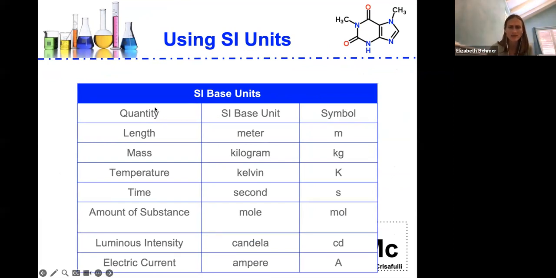So these are the SI base units based on quantity, the SI base unit, and then the symbol. Length is always measured in meters, abbreviated m. Mass is measured in kilograms, labeled kg. Temperature is measured in Kelvin, labeled with an uppercase K. Time is measured in seconds, labeled s. The amount of a substance is measured in moles, abbreviated mol. Luminous intensity is the candela, abbreviated cd. And electric current we always measure in amperes, labeled with an uppercase A.